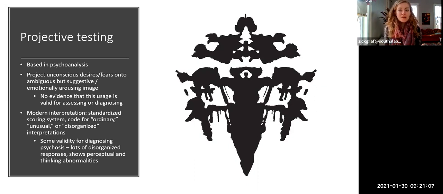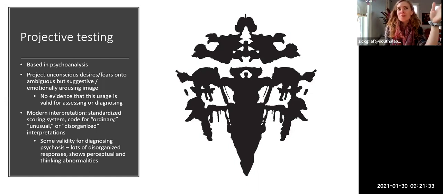So there is a modern standardized scoring system for this. It is based on the idea that it's a projective test, but nowadays it's more used to understand whether someone is processing stimuli and information in a normal way. So it's kind of used as a test of deviance, and it's often used to help diagnose psychosis, like subclinical, subtle signs of psychosis.